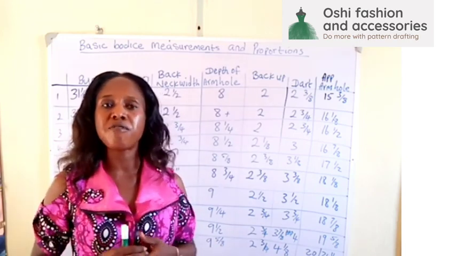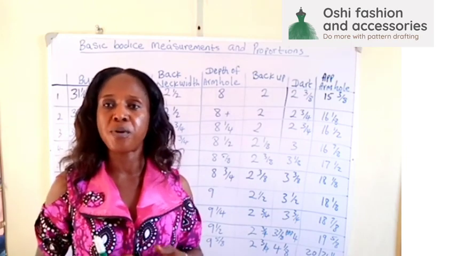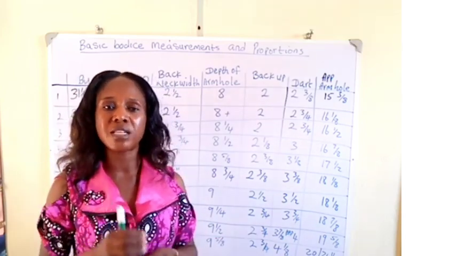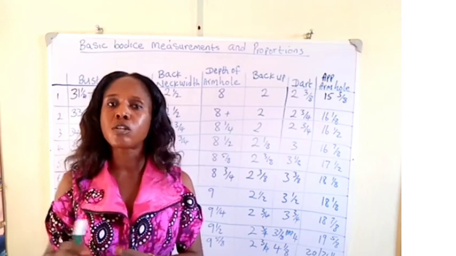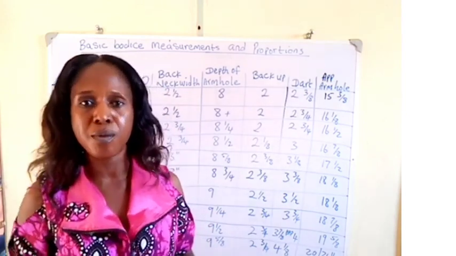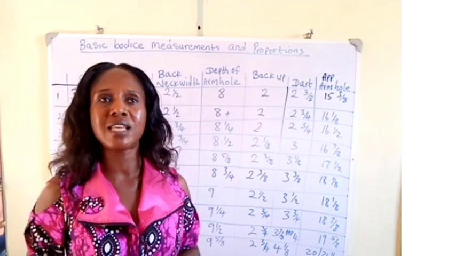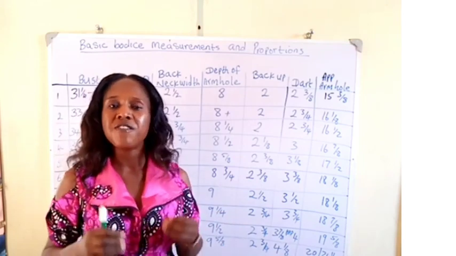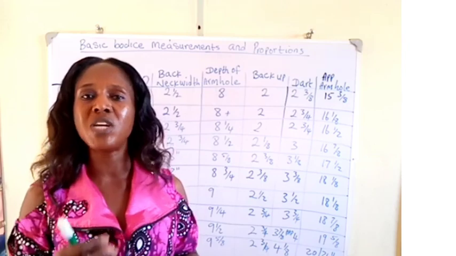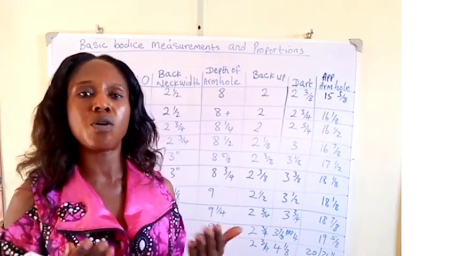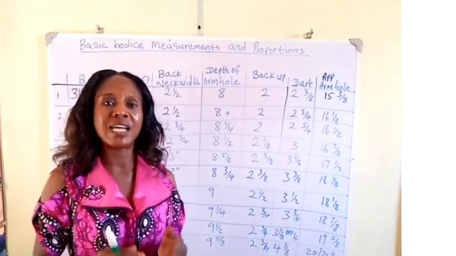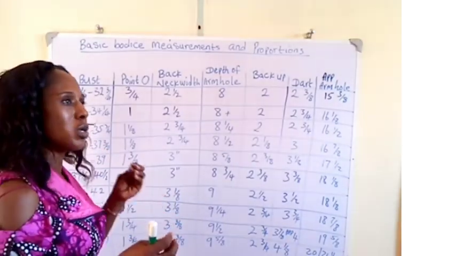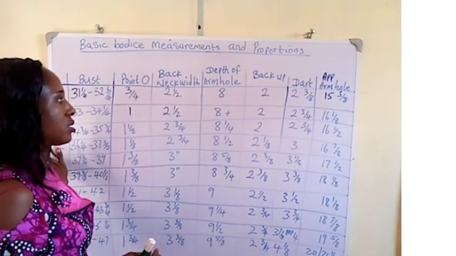The second group of measurements are fixed proportions. I'll be discussing this in the course of drafting the basic bodice block. The third group of measurements are the variable proportions. The emphasis will be placed on these proportions in this video. Variable proportions are calculations obtained based on bust measurement. That is, the proportions given are obtained from one or two calculations from the bust measurement.